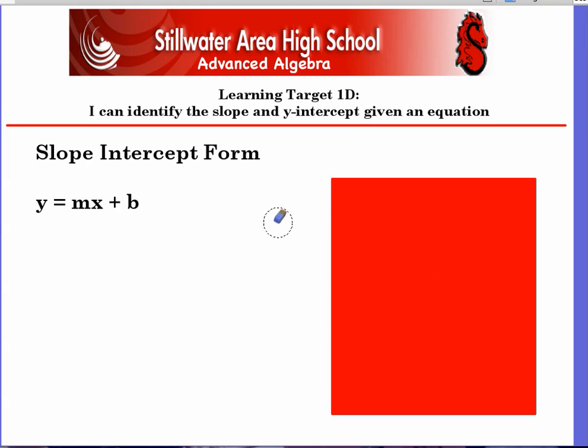I can identify the slope and y-intercept given an equation. All right, students. Hopefully you're here because you desire to learn just a little bit more. And that's what we're going to do.